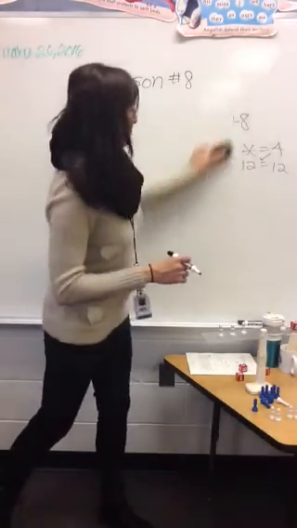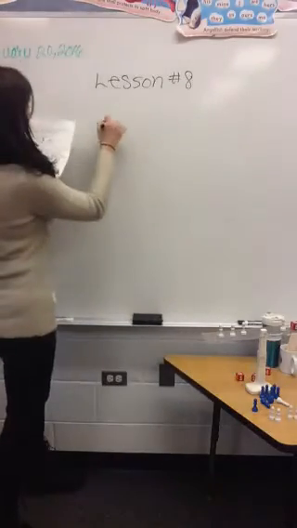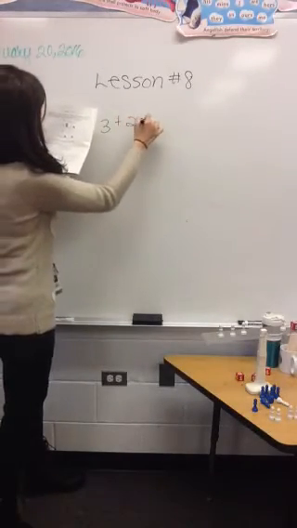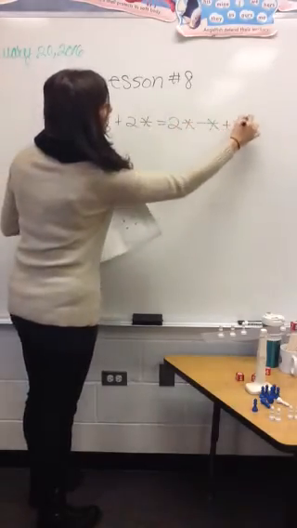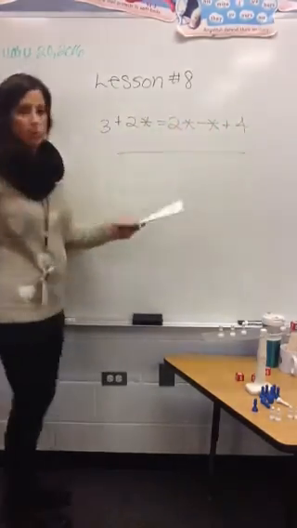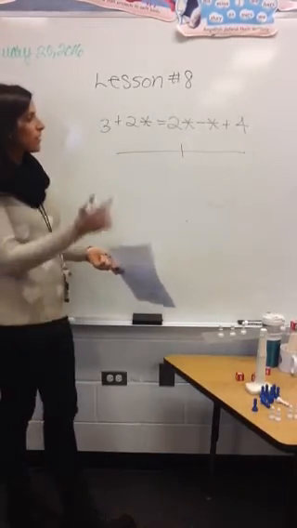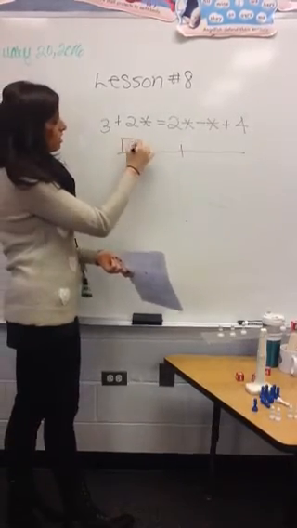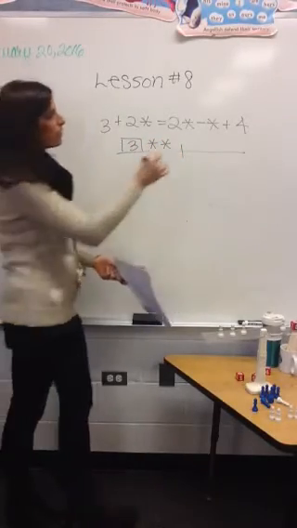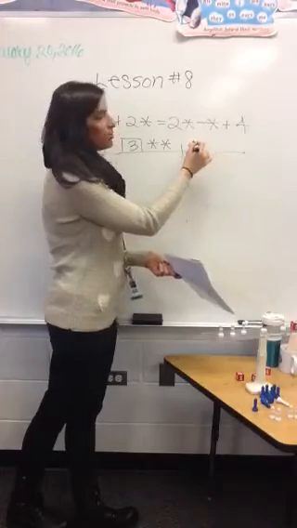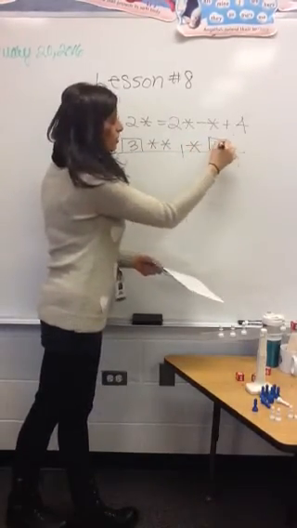All right, last problem. Okay, just set it up. Don't do any legal moves yet. So we have 3 plus 2 star equals 2 star minus star, so we're left with what? 1 star plus 4.